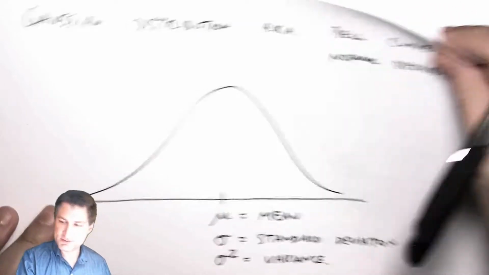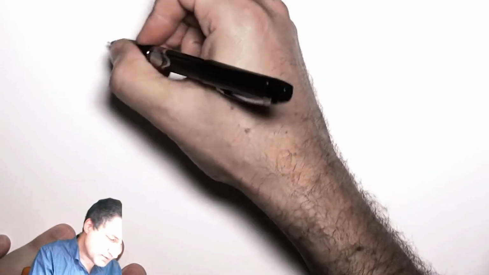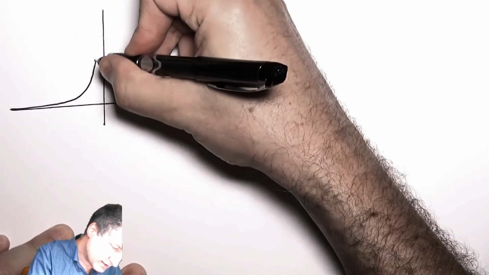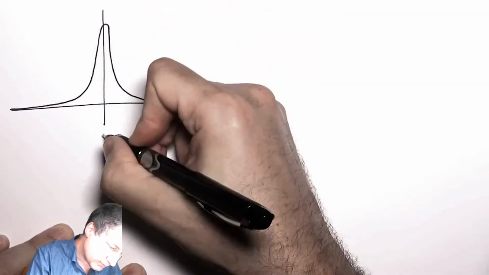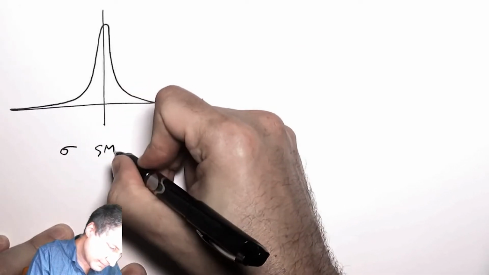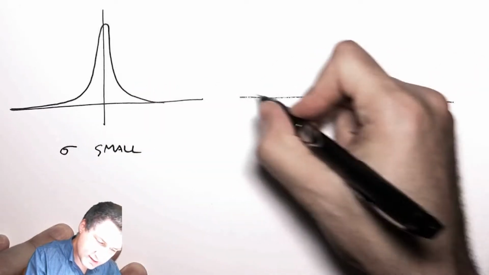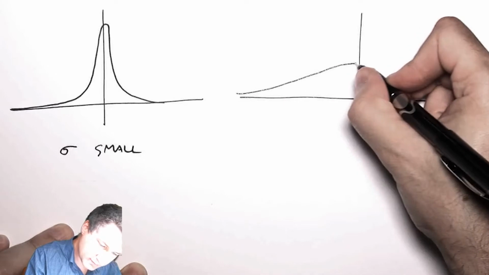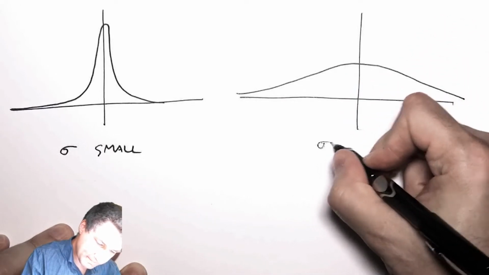So let me just give you some intuition for the sigma parameters. So when sigma is small, that means that things are really peaked pretty sharply around the mean. And when sigma is large, then things are a little bit more spread out.